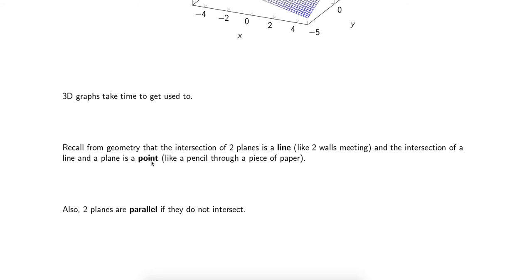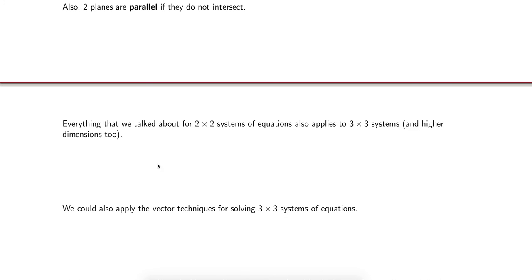We could also have parallel planes, which will not intersect. If we take a piece of paper and lay it down on the table, and then hold another piece of paper above it, it's not going to intersect at all. Those would be parallel planes. And just like in 2x2 systems of equations, those don't have an intersection, which means there's no solution. The good news is everything we talked about for a 2x2 system of equations, even the vector interpretation, also applies for a 3x3. If you're really good at 3x3 and 3-dimensional vectors, it's the exact same concept, just bumped up a dimension.